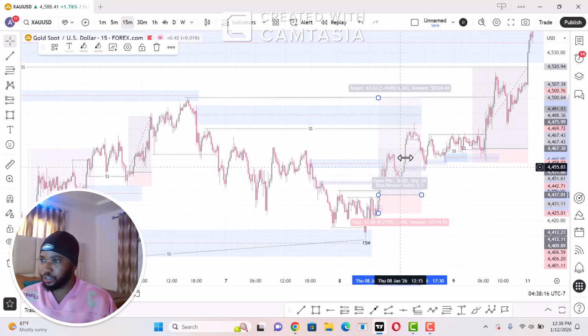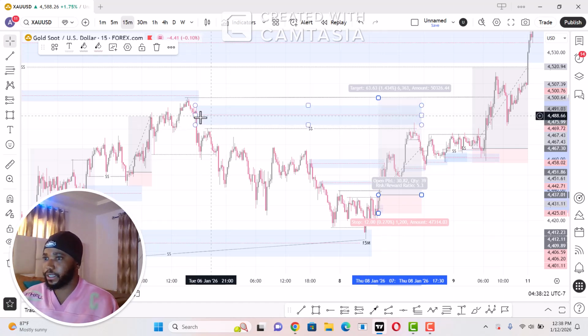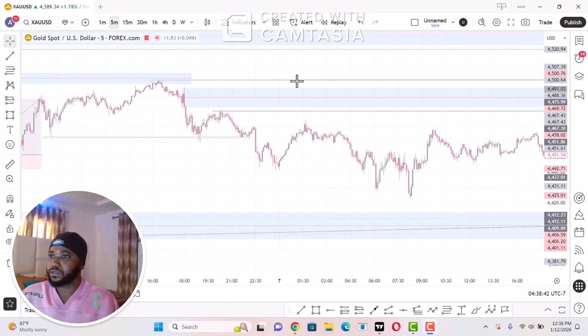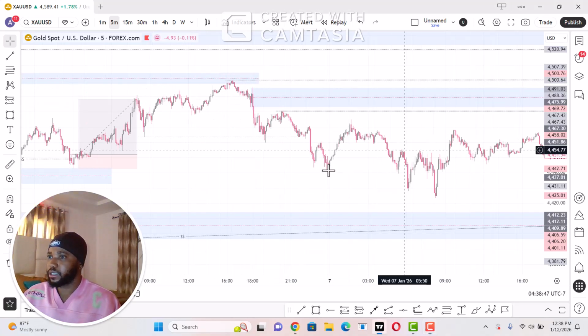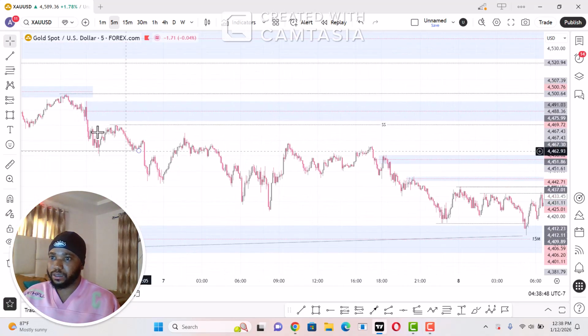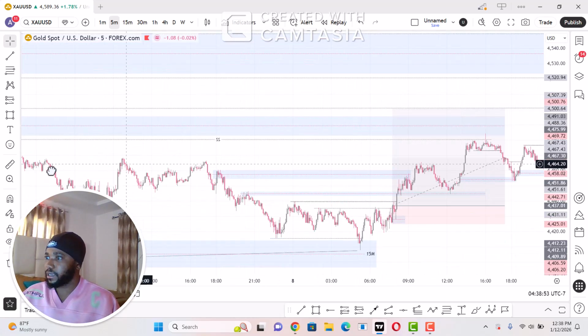But I later changed my mind, when I saw the way the market reacted to this order flow right here. This order flow right there is in 5 minutes. Let me show you. Actually, I think it's 1 minute. The order flow is 1 minute, and the market has not mitigated the area. That's why I changed my mind.